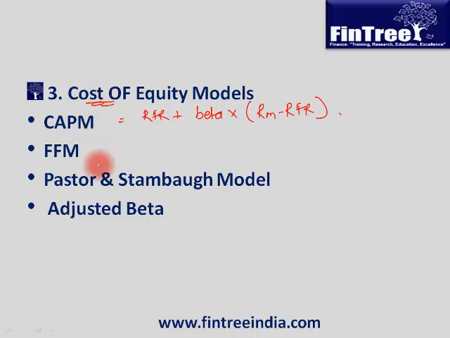Then the next model for calculation of cost of equity is Fama and French model. So what was the FFM model? Yes, there were different premiums. What you need to remember with FFM is there were 3 premiums. One for equity, one for small cap stocks, and one for high book to market price. That means value stock.